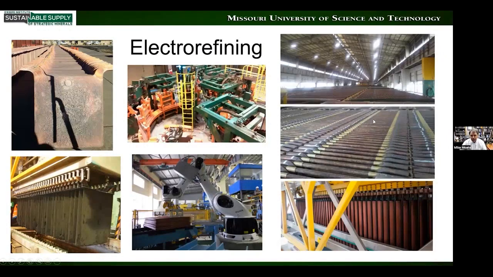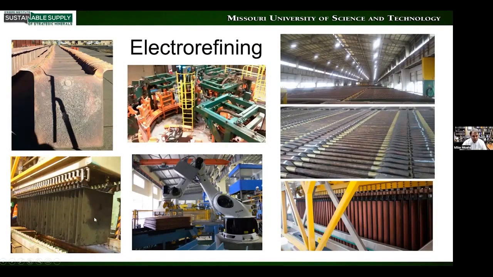In each cell, we have anodes, and in between each anode, we have a cathode. And so the anodes dissolve over time as electricity is applied and cathodes are produced. The cathodes are then harvested every 7 to 10 days. Those cathodes come out and are taken off their starter sheets of copper, or they're taken off stainless steel blanks. And then we make bundles, which are then sold to the warehouses.